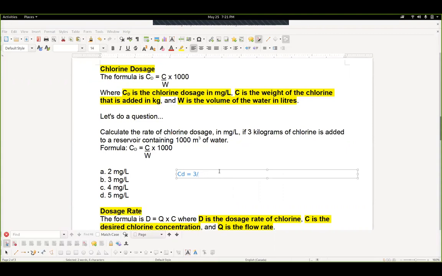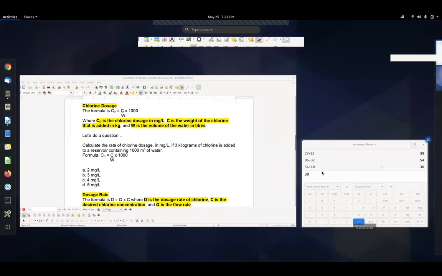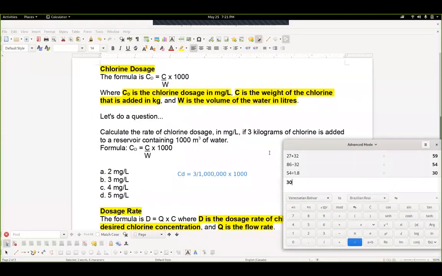So there's 1,000 cubic meters, and every cubic meter has 1,000 liters, so it's going to be 1 million. And then we multiply that by 1,000. So this is like 3 times 1,000 divided by a million. So 3,000 divided by 1 million is 0.003. But now we need to think about what is that unit.